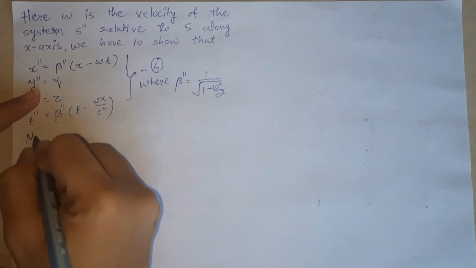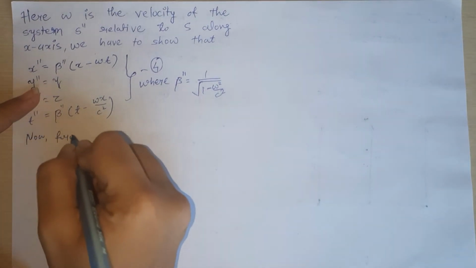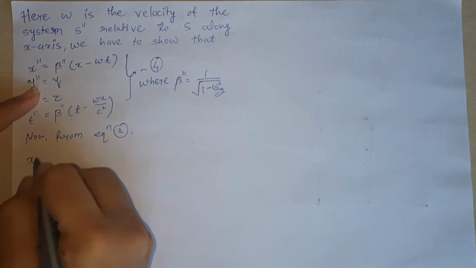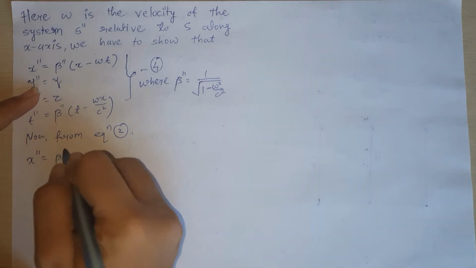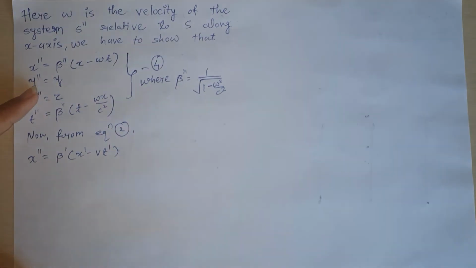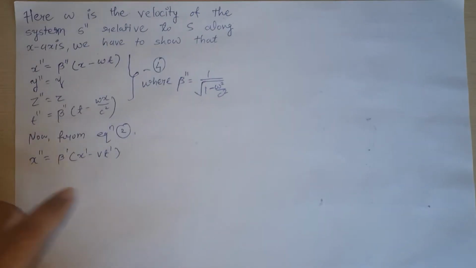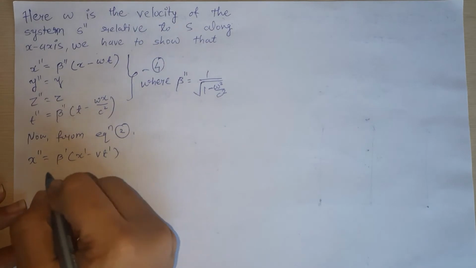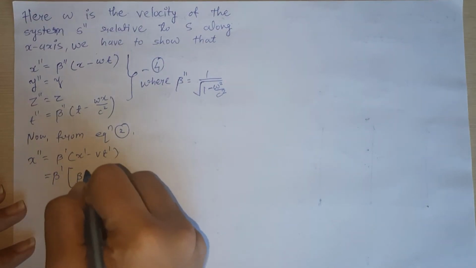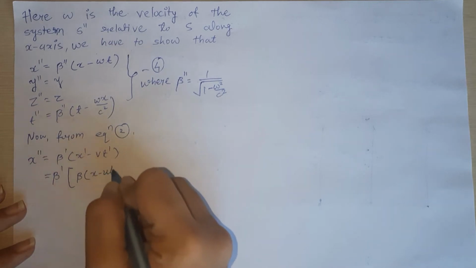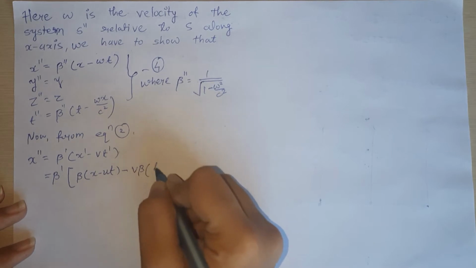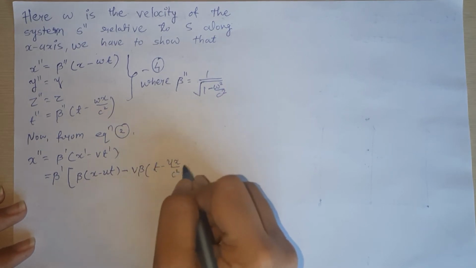Now from equation 2 we have x double dash is equal to beta dash into x dash minus v into t dash, but we have given the value of x dash and t dash in equation 2, so we will put that value here. So we get beta dash into x minus ut minus v into beta into t minus ux upon c square.